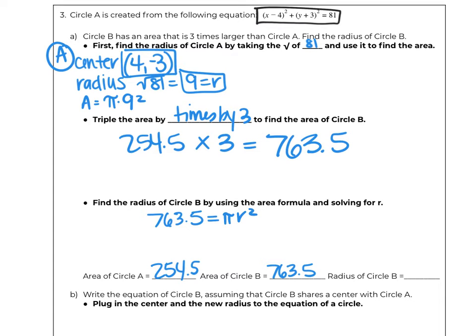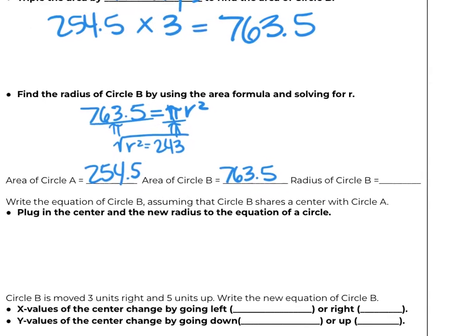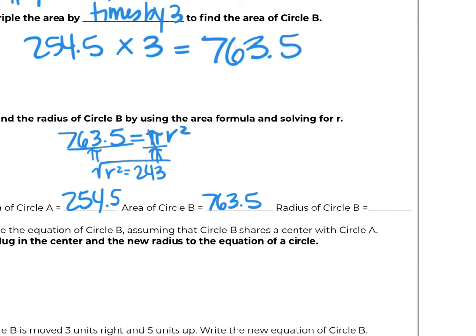So in this equation, what do you do to solve for r? Divide by pi first. Let me know what that is. 243. Exactly. Wow. Is that right? Okay. So if that's r squared, am I done? What do I do to finish it? Square root. So the square root of 243.